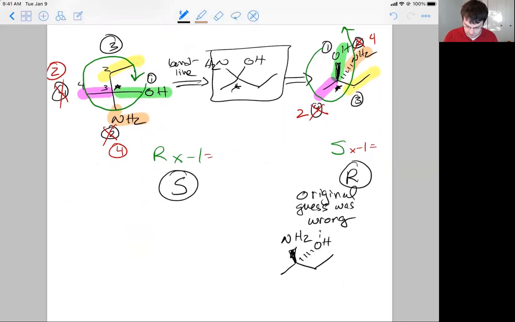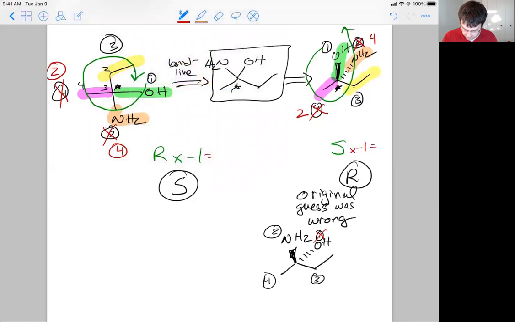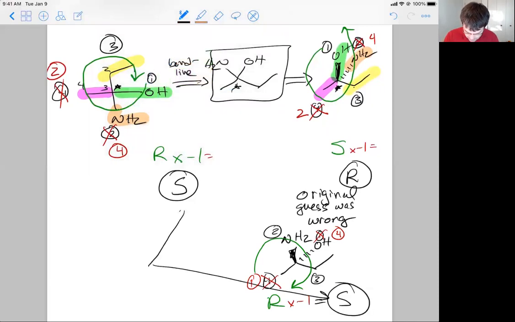So we've already done the priority. So it goes 1 to 2 to 3 to 4. I know what you're thinking, Willoughby, why don't you just set yourself up so you didn't have to do this little flip? But that's okay. 1 and then 4. And then we go from 1 to 2 to 3. So now it looks like R, but we have to multiply that by -1, which equals S. Now they're the same.